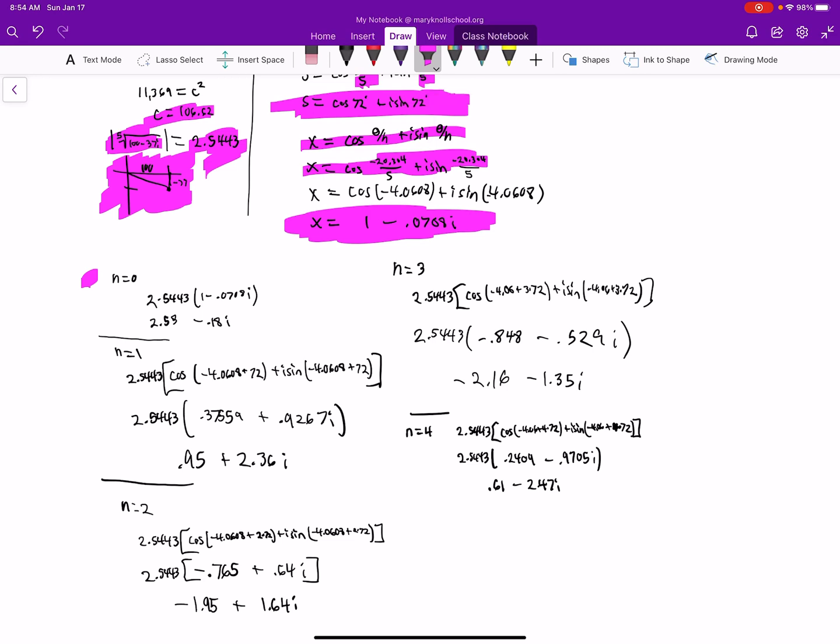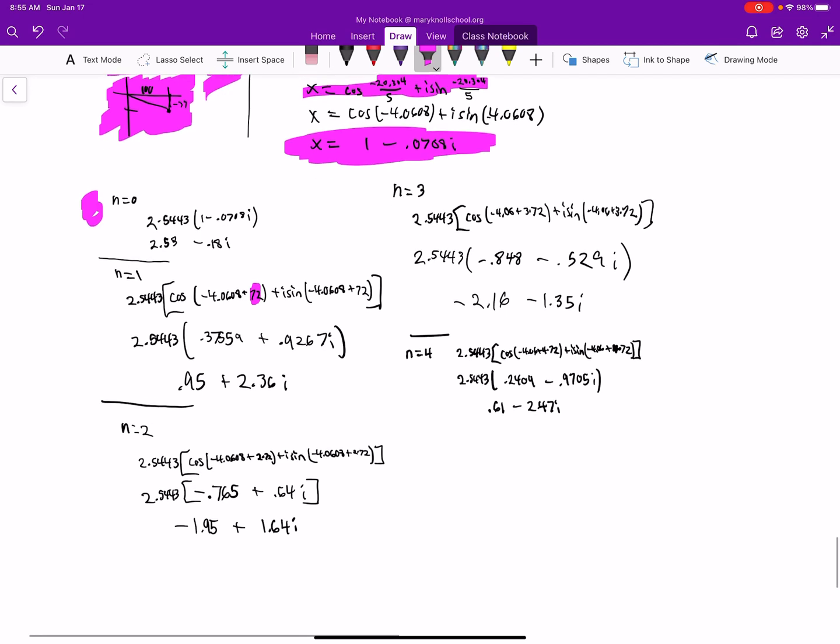We've got to multiply by cosine 72 degrees plus i sine 72 degrees, which ends up adding 72 degrees to each of them. So we're here, add 72 compared to this first one here. Then we add 72 again compared to this one each time. So 1 times 72, 2 times 72, 3 times 72, 4 times 72, etc. But we, of course, end at 4 because we only need 5 solutions. So 0, 1, 2, 3, 4, and we're good.